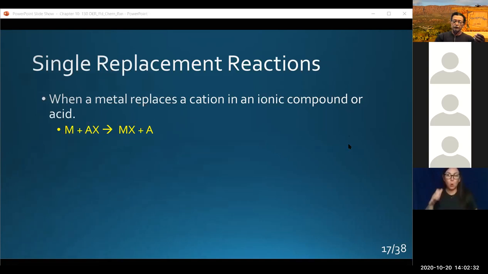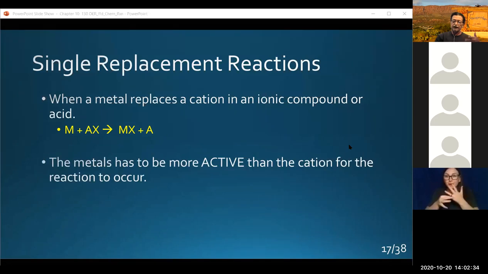Okay, and we utilize the activity series. Now, what we do is when we look at a reaction, we first compare from the reactant side the metals. We ask the question, which metal right here, M or A, is more reactive, regardless of what form they're in? Okay? That's the first question you ask. Which metal is most reactive?